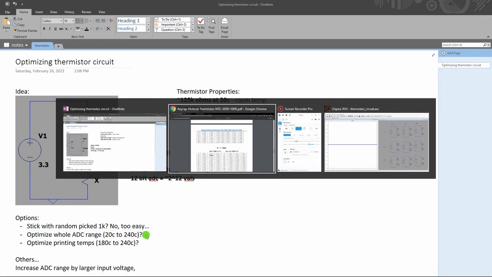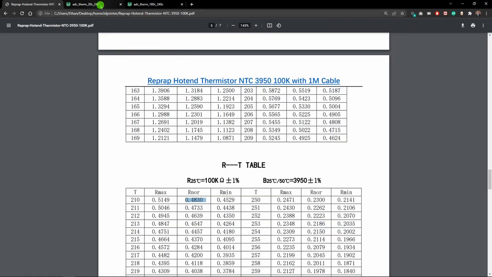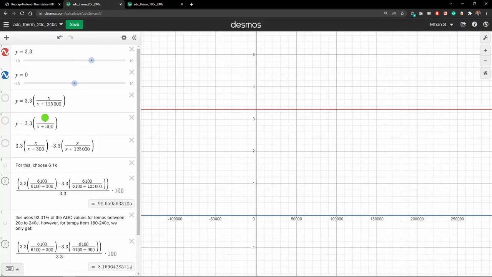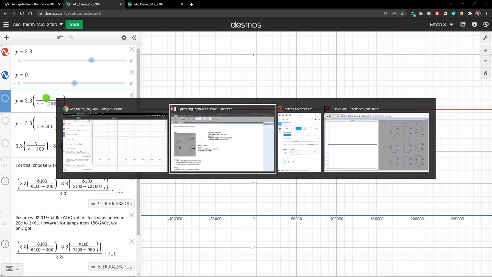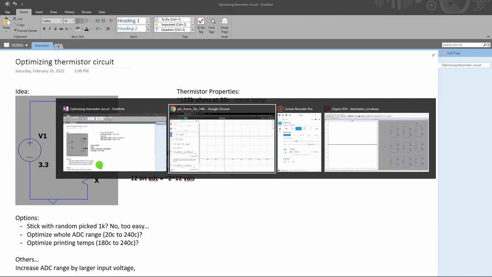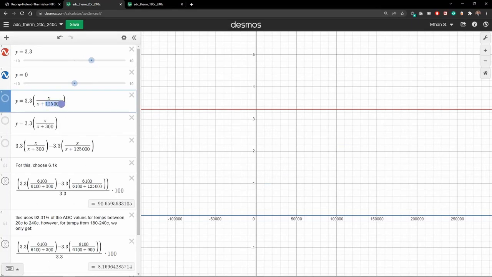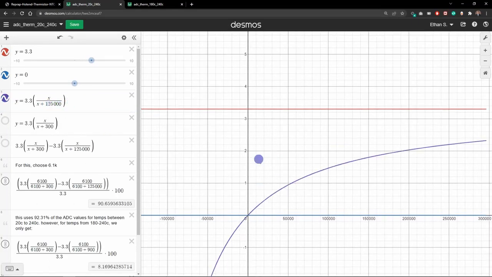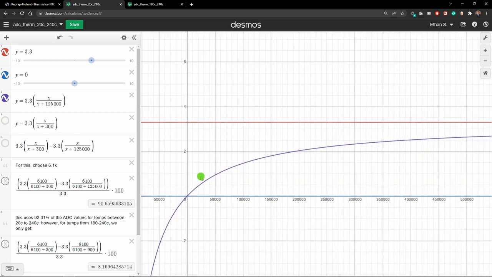I wrote it up in Desmos just because I feel like that's the easiest way to understand. So right here, Y equals 3.3. I'm just creating a voltage divider where this is the thermistor voltage right here. So this case where it's 125 kilo ohms is when it's room temperature, about 20 C. So when you enable this, you can see the output voltage based on whatever R set you pick. As well, when you enable this one, this is for 300, so this is the resistance for the 240 C.